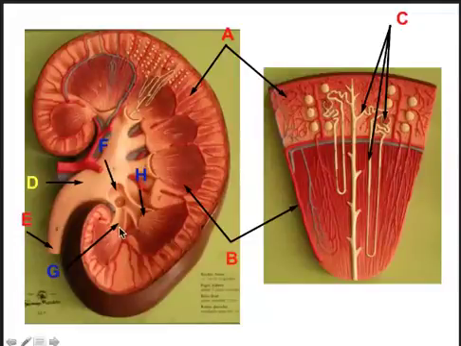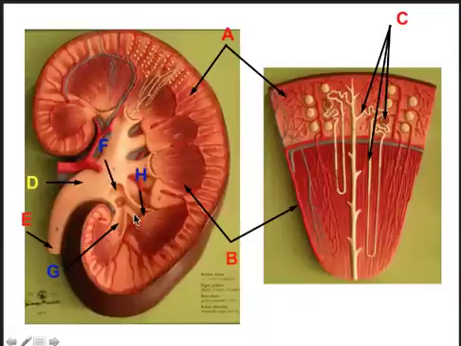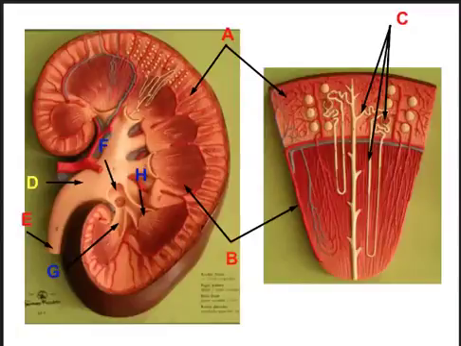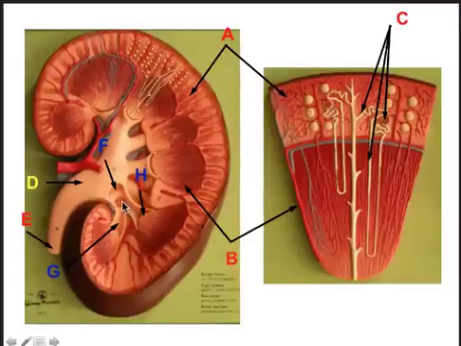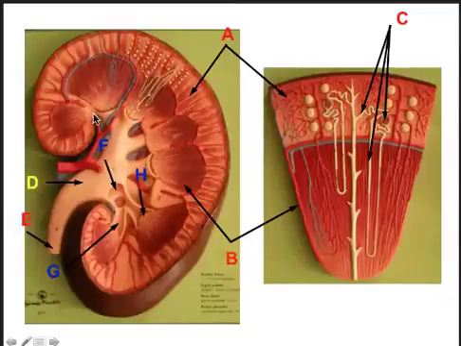So let's find the minor calyces here. There's one, there's one, there's one, there's one, there's one. Those are all minor calyces. H is pointing to the renal papilla, the tip of the pyramid through which the urine drains. So let's find all the renal papillae on this model. There are eight of them.